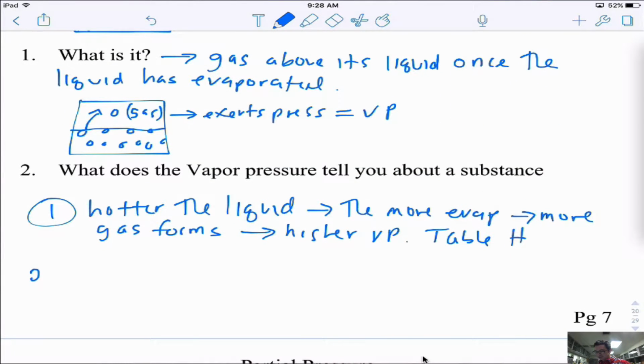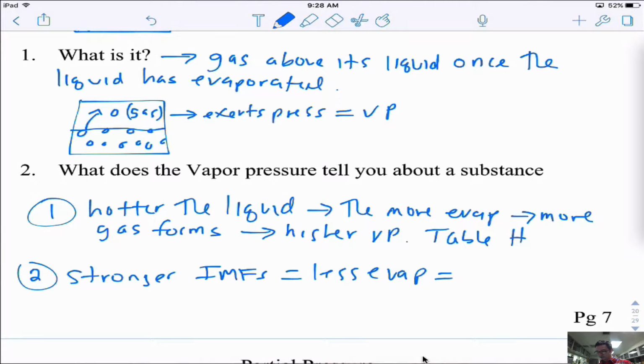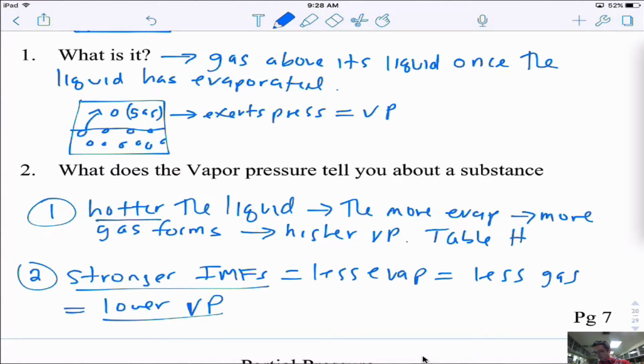So that's the first thing. The second thing is intermolecular forces. The stronger the intermolecular forces, that means that you have less evaporation. If you have less evaporation, that means that you have less gas. And if you have less gas, that means that you have lower vapor pressure. So stronger forces, lower vapor pressure, higher temperature, higher vapor pressure. Those are the two relationships you really need to know.